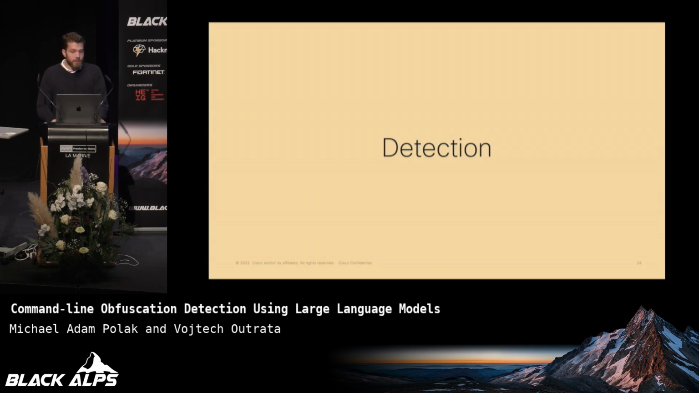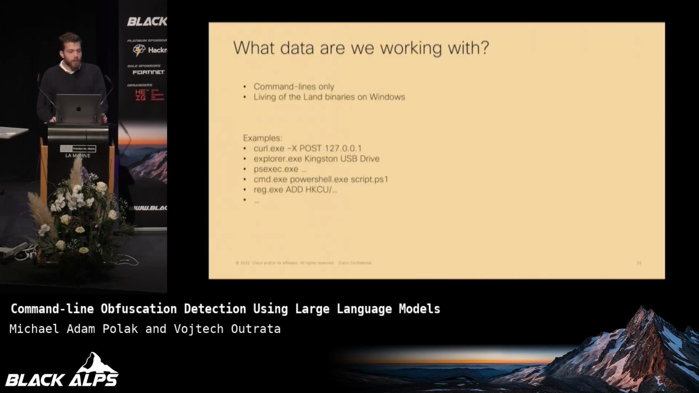So let's get into the interesting part, which is the detection. But before we look into detection, we first need to define what data we are working with. We are specifically working with command lines only, so we aren't focusing on script contents, just pure command lines. And we have narrowed it down to living-off-the-land binaries. So, for example, it would be PowerShell, cmd.exe, WMIC, and many others. And you can see the examples on the bottom part of the slide.